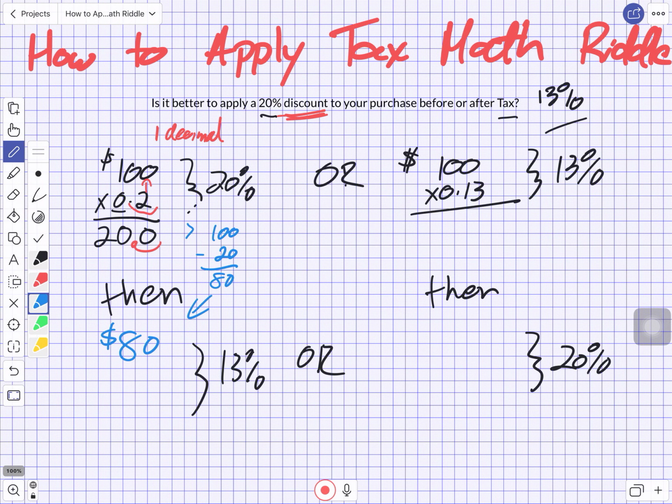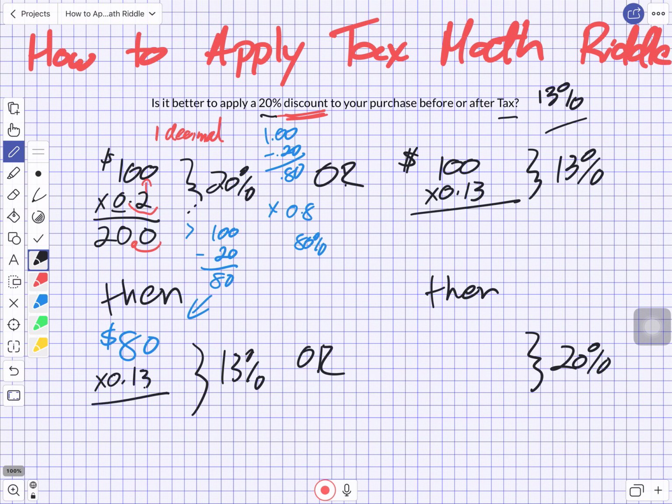I'll quickly talk about another way we could have done this: we could have multiplied by 0.8, which is 80%, okay? The reason I could have done that is, you think of it like this. If we have 100% and subtract 20%, we would have got 80%, or 0.8. And that's how we would have known that. Either way, it works out fine. Let's continue. Now we have $80, and we have to multiply by 0.13.